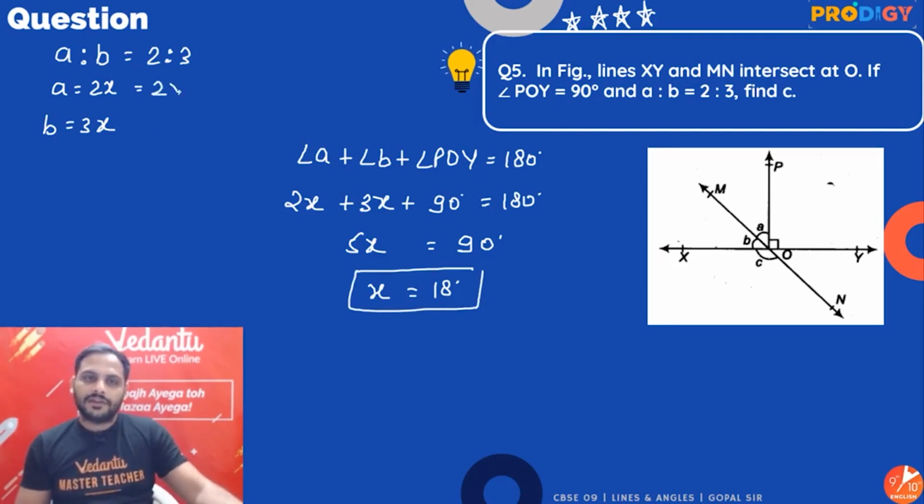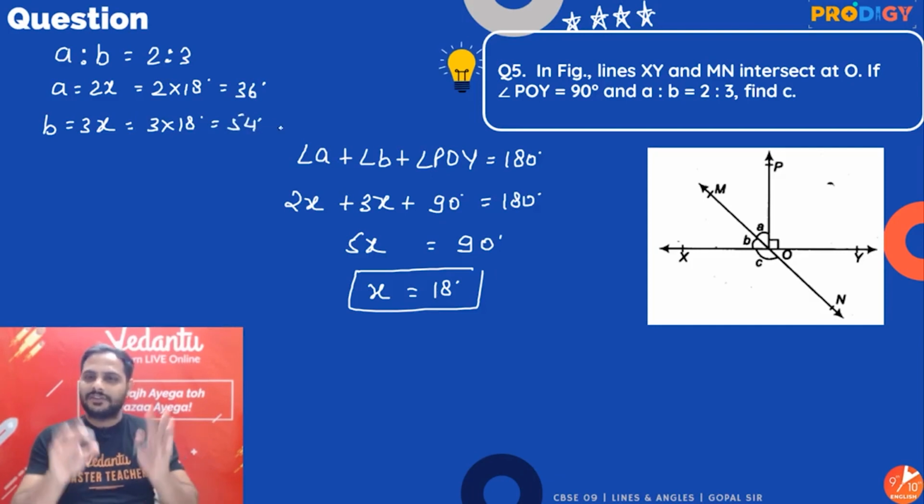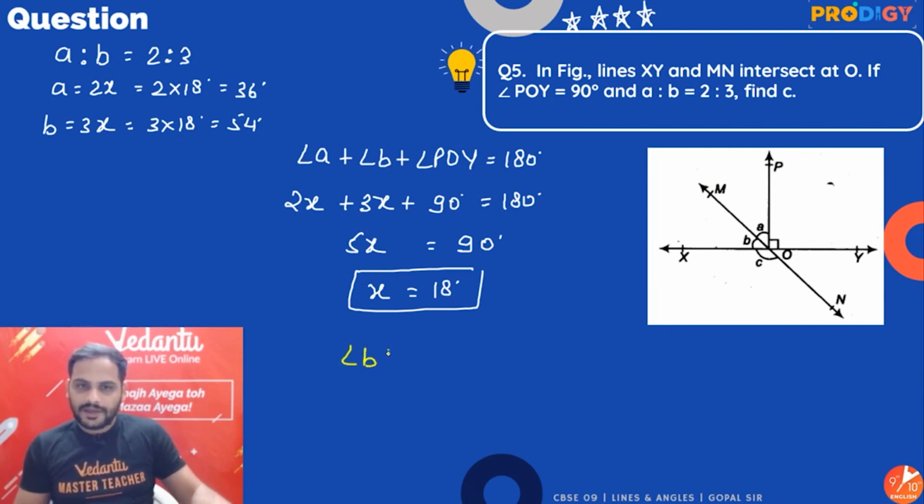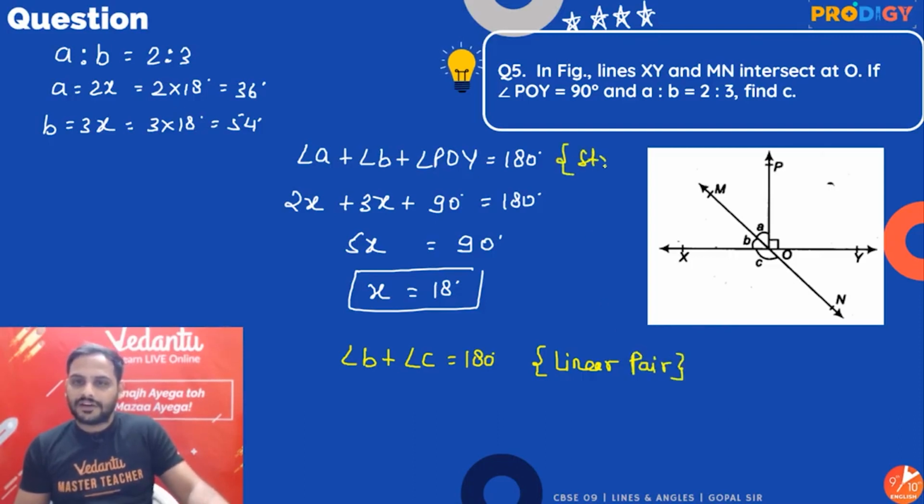So A is 2 into 18, which is equal to 36 degrees, and B is 3 into 18, which is equal to 54 degrees. So this is A and B, but I want to find out C. So to find C, beta, I'll say that angle B plus angle C will be equal to 180 degrees, and the reason being they are a linear pair, and here you can write the reason as straight angle.